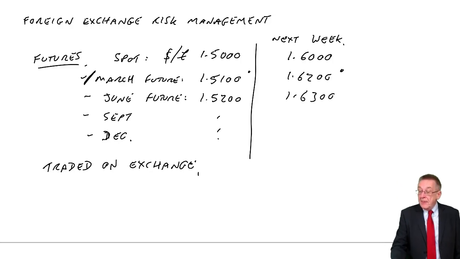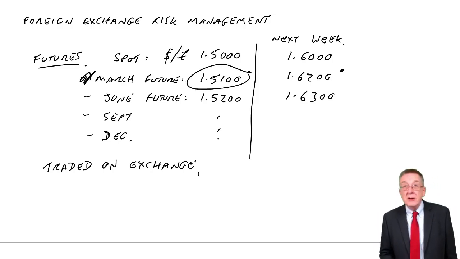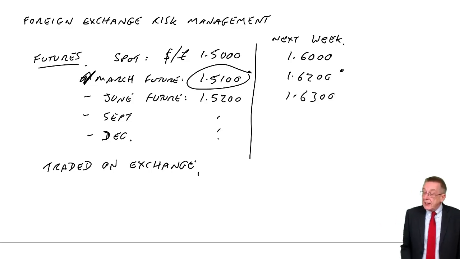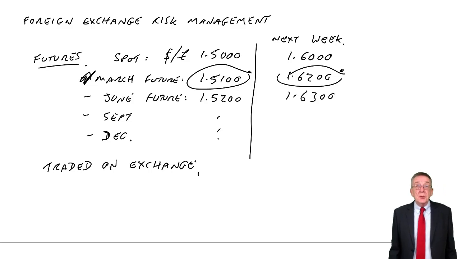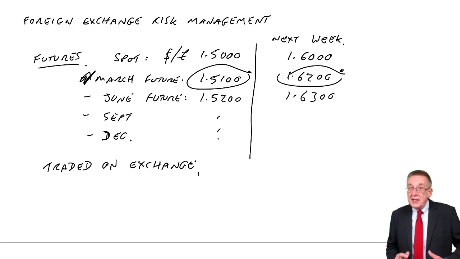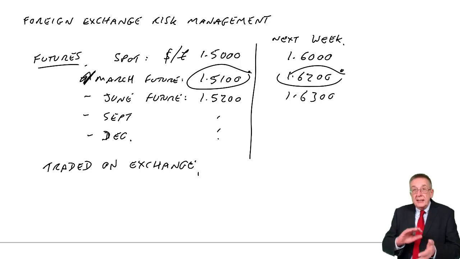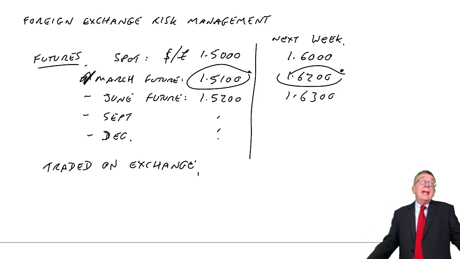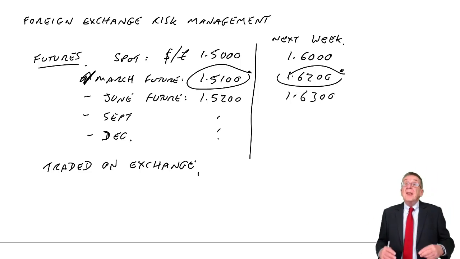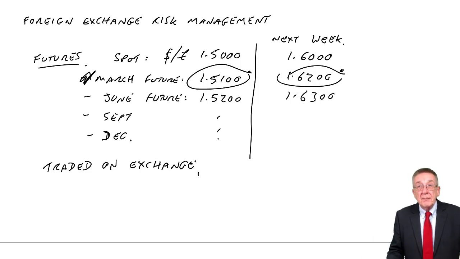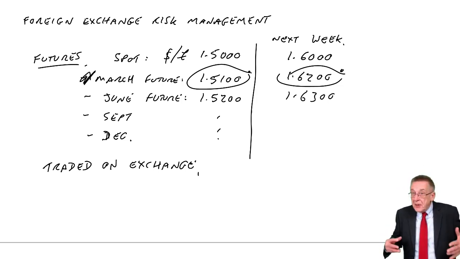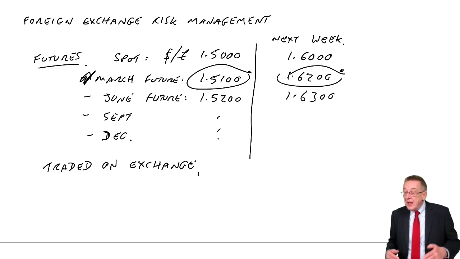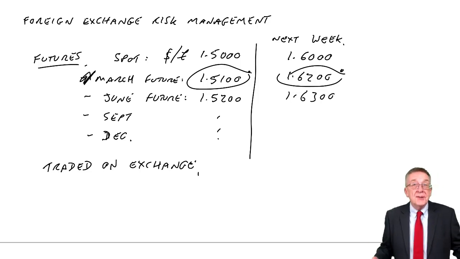Ring up and say, I'll buy 1 million March futures at 1.51. Next week, the price has gone up. I'll sell them at 1.62. And it's only at the end of the deal that they'll calculate the gain or the loss. And if there's a gain, I'll receive the profit. If there's a loss, I'll have to pay in. So you can actually, with futures, gamble, and it is pure gambling for a lot of people. You can gamble on the price.